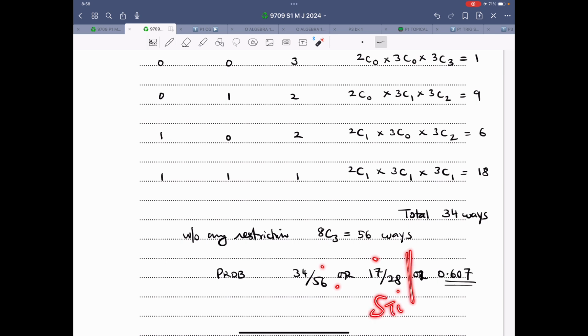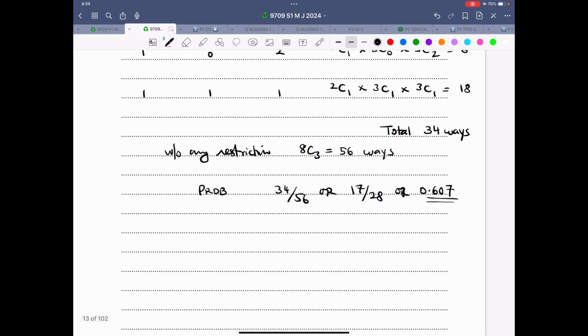I'll stop over here. If someone is too interested in decimals, they can give the answer in decimals, but make sure it's given correct to 3 significant figures. So that's where I'll stop.